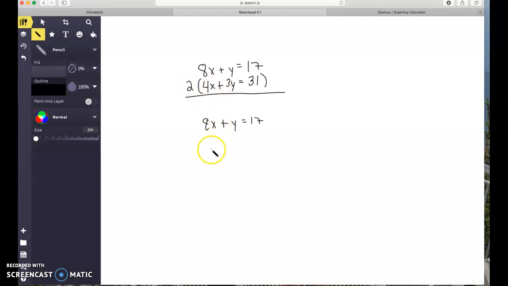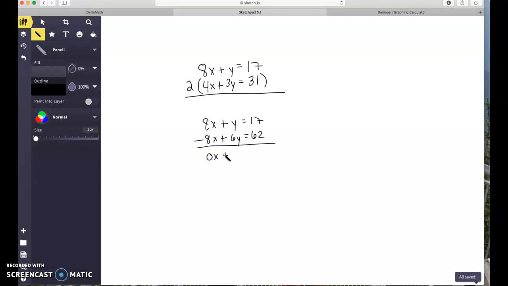So 2 times 4x is 8x. 2 times the 3y will give me 6y. And 2 times the 31 gives me 62. So now I have this matching coefficient in front of my x. So I know that I can eliminate my x variable by subtracting. 8x minus 8x leaves me with 0x, which is what I wanted.